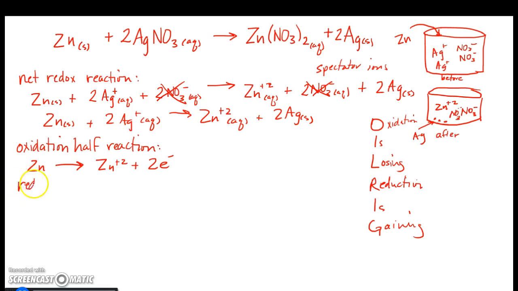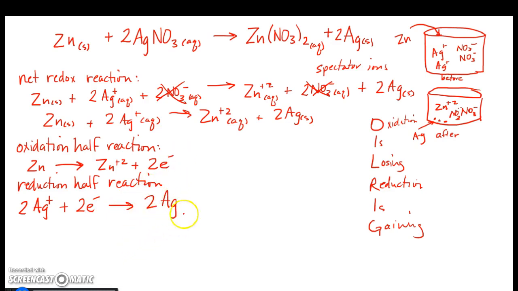For the reduction half reaction, remember it's gaining electrons. And so in this case I had 2 silver cations, and those cations each gained 1 electron, so that means a total of 2 electrons to now be 2 silvers that are solid. So make sure that your electron number here matches your electron number here, because it is the zinc that we say gave its electrons to both of the silvers.